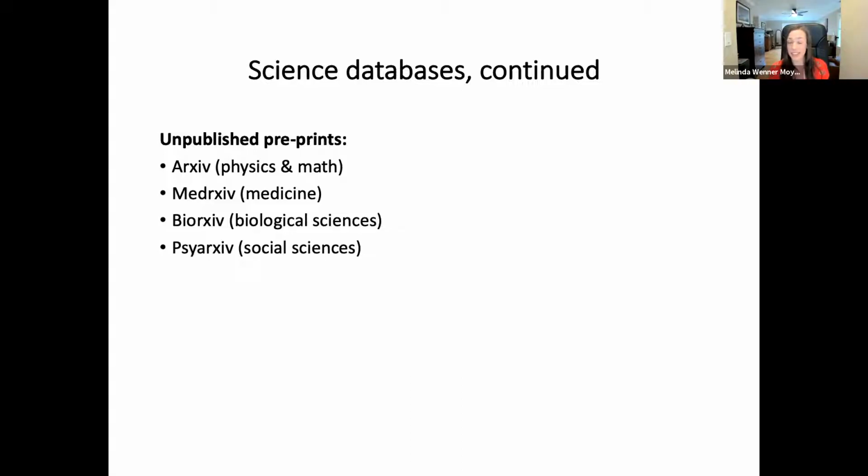arXiv, which is for physics and math papers. Actually, I don't actually know. I think arXiv might also list published papers as well. I don't use it very much. medRxiv for medicine, bioRxiv for biological sciences, and SocArXiv for social sciences.